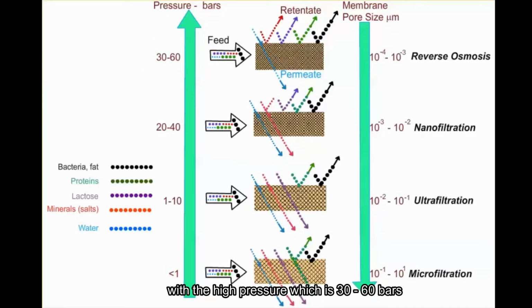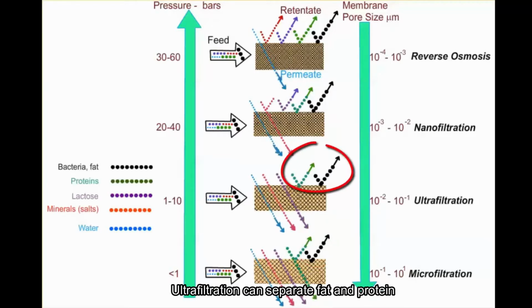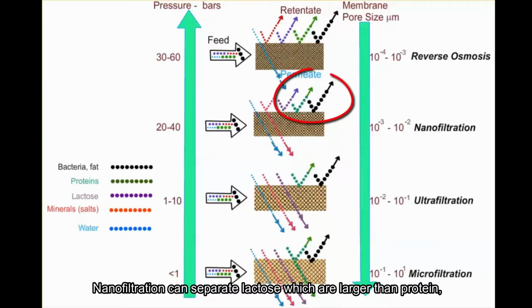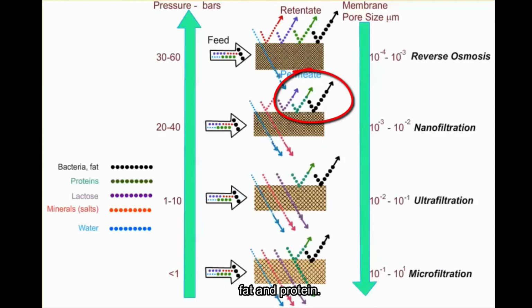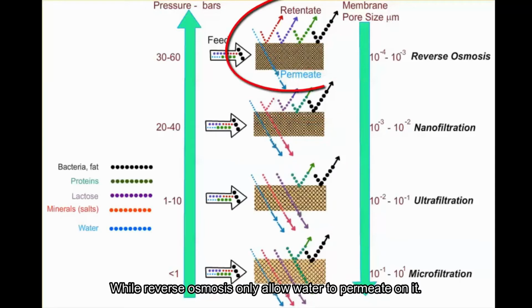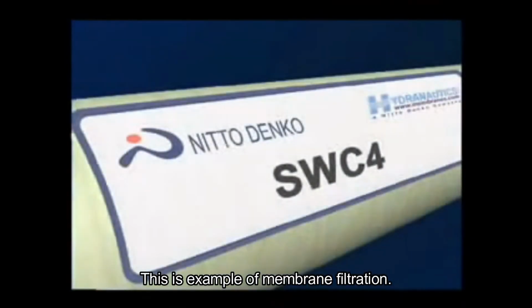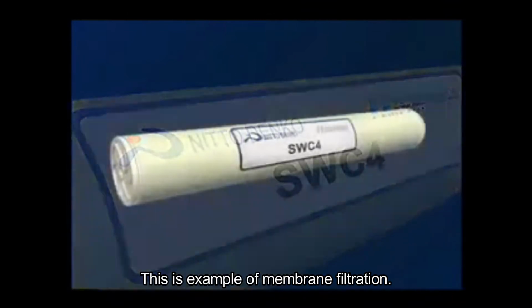Microfiltration can separate bacteria and fat. Ultrafiltration can separate fat and protein. Nanofiltration can separate lactose, which is smaller than fat and protein, while reverse osmosis only allows water to permeate through it. This is an example of membrane filtration.